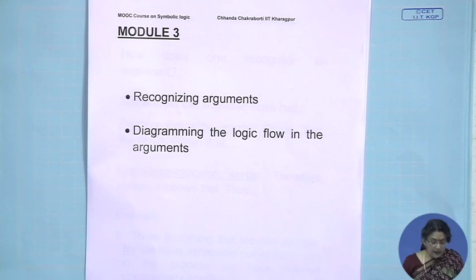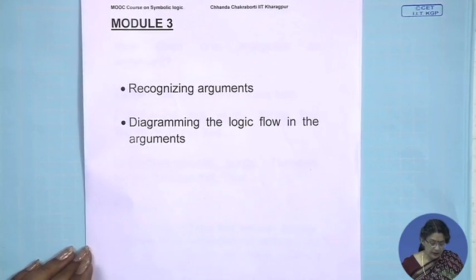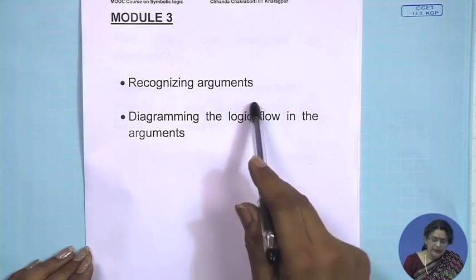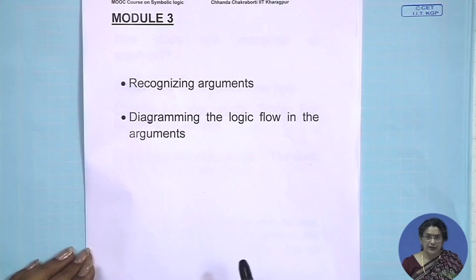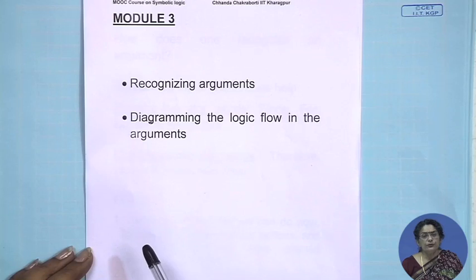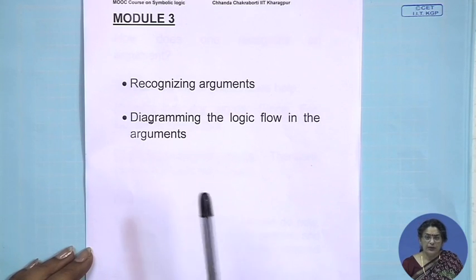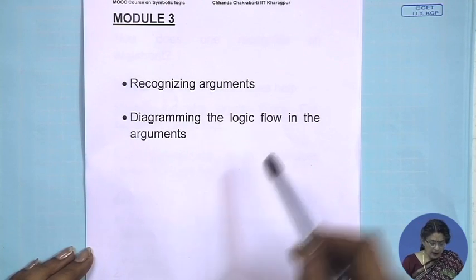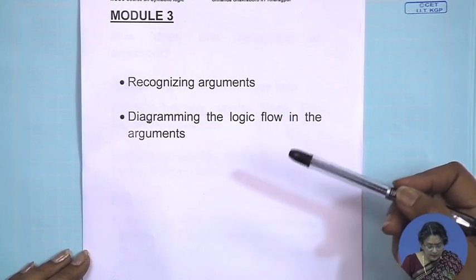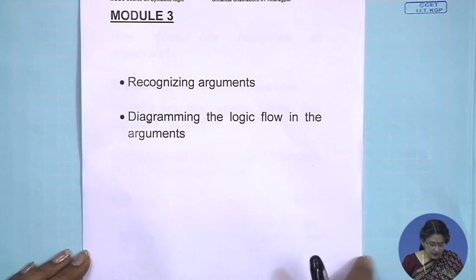We will start Module 3 of the NOC course Symbolic Logic. Module 3 will introduce you to how to recognize arguments, and whether there are any guidelines for identifying a set of claims as arguments. Then we will also look into how to diagram the logic flow given in an argument. Each of these is an important skill, so we will try to get it clearer as we go through the lecture.